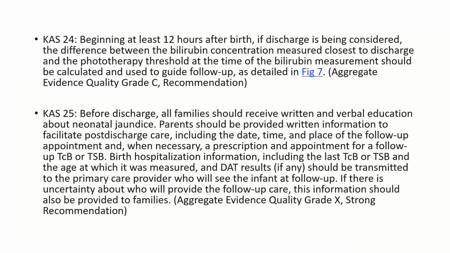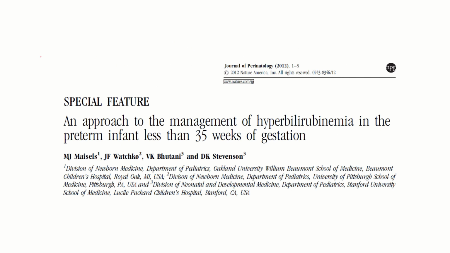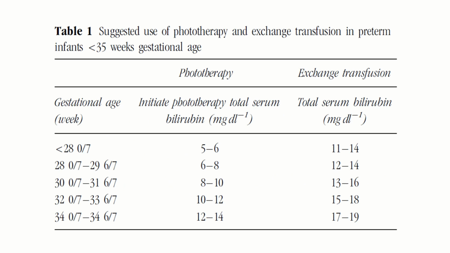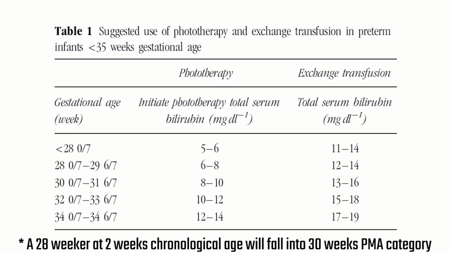And these guidelines, as we've read, apply to the late preterm, term and post-term neonates. For neonates who are born before 35 weeks of gestation, we follow the cutoffs provided in this particular paper. However, it is important to note that even these cutoffs are based on expert opinion and are not based on strong evidence. Unlike late preterm, term and post-term neonates, we do not have specific thresholds available for these kids. Instead, bilirubin management in this population is guided by gestational age and post-menstrual age. So a 28-weeker at 2 weeks post-menstrual age will fall in this particular category.